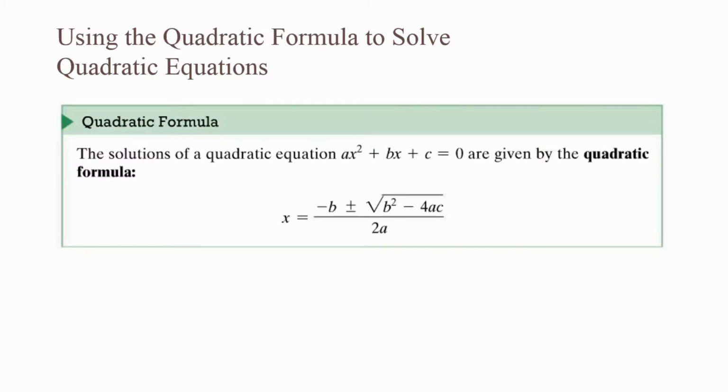Using the quadratic formula to solve quadratic equations. The solutions of a quadratic equation ax squared plus bx plus c equals 0 are given by the quadratic formula: x equals negative b plus or minus the square root of b squared minus 4ac, divided by 2a. The quadratic formula can be used to solve any quadratic equation.